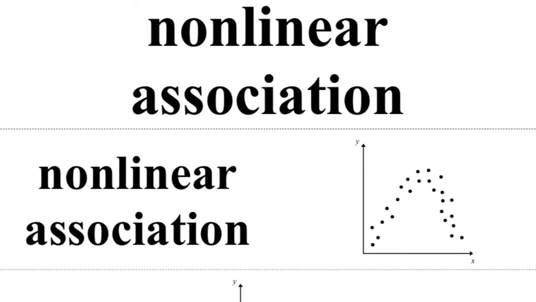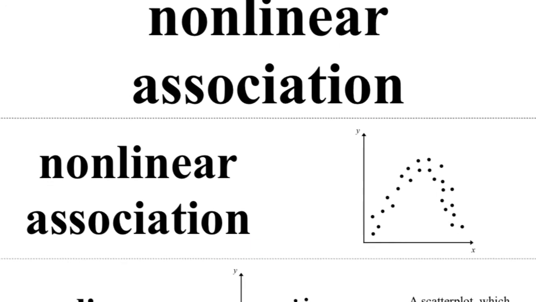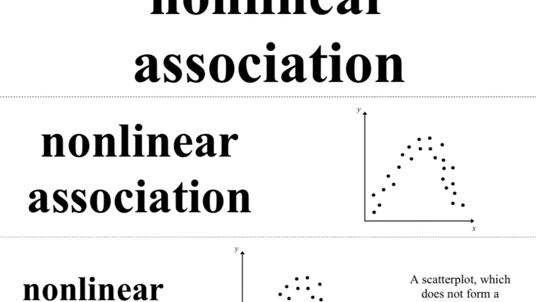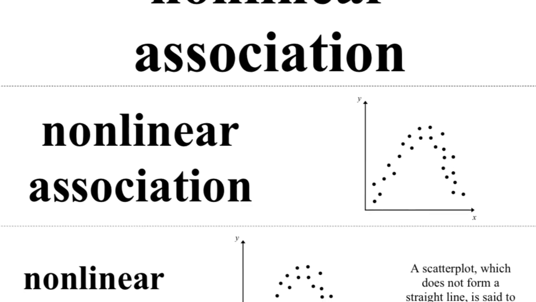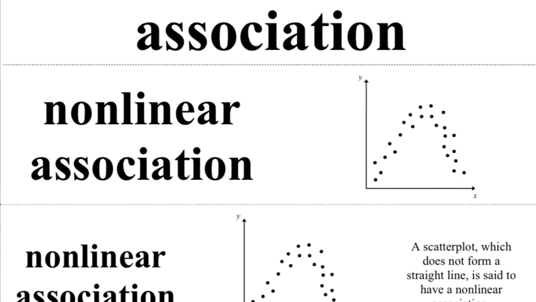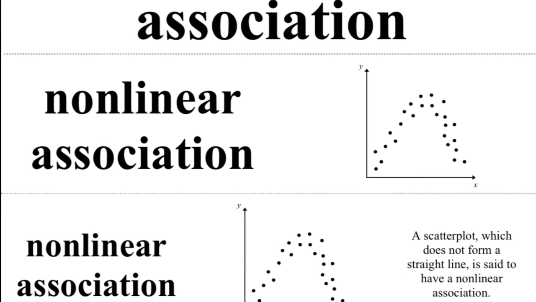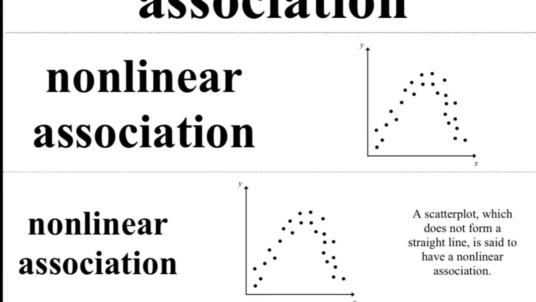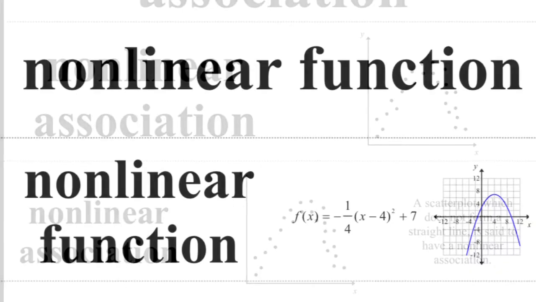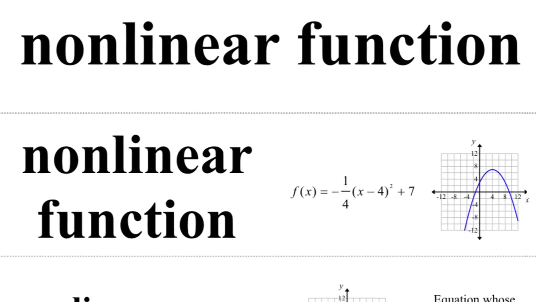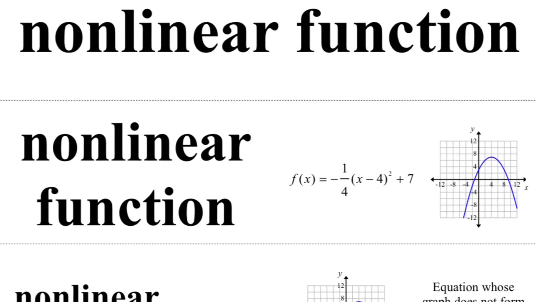A nonlinear correlation, also known as a nonlinear association, is when you have a scatter plot and the dots don't let you draw a straight line that's going up and to the right or down and to the right. A nonlinear function is a function that is not a straight line when you draw it out.